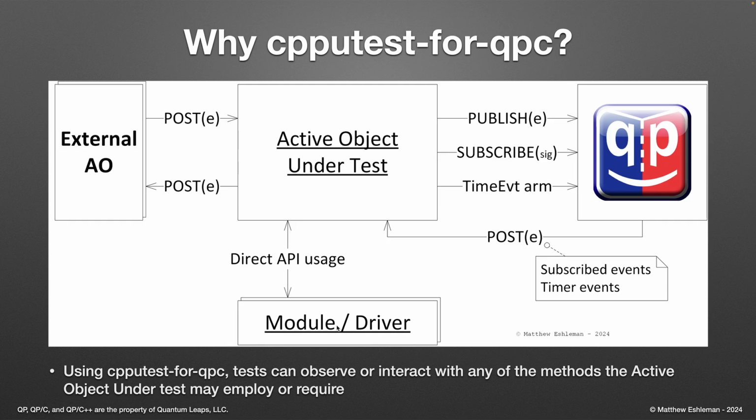And then, of course, the framework itself can post events directly, which in this case would be any events subscribed to or timers. And then last but certainly not least, the AO under test can call other modules or drivers directly. So we need a way when we're unit testing to observe, intercept, or simulate each of these interaction points.